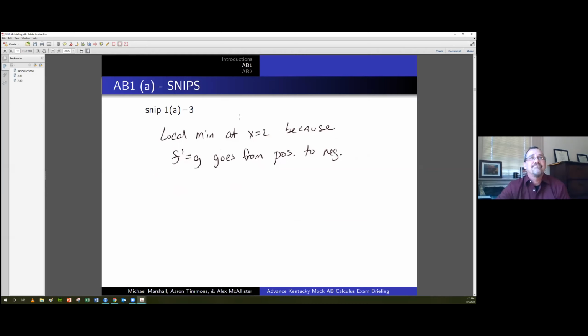Okay, the student said there's a local min at x equals 2 because f prime goes from positive to negative. They cannot earn the justification without x equals 6. So this is a 0, 0.